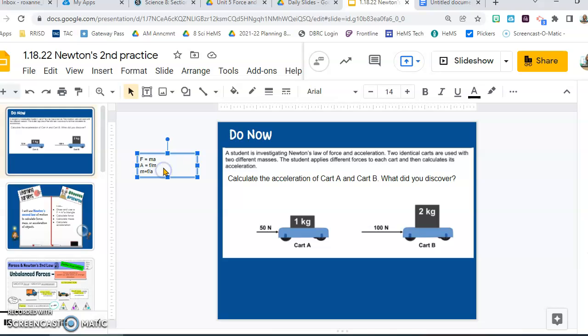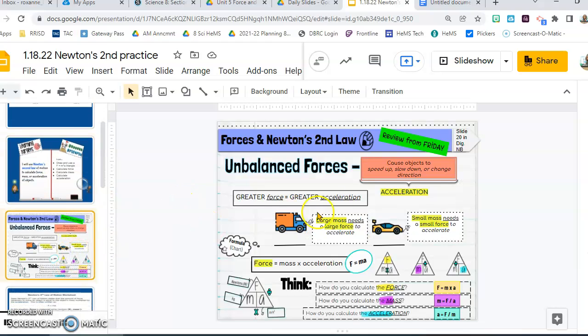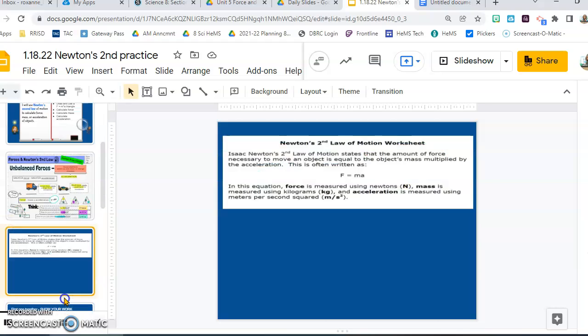Well, let's take a look at our learning targets. I will use Newton's second law of motion to calculate force, mass, or acceleration of an object. I can draw the triangle, I can calculate, we can do that. So here's a quick review. This is slide 20 from our digital notebook from Friday, and it has those formulas right here. It has the triangle. So you may want to keep this slide up in the background. We're going to look at the worksheet.